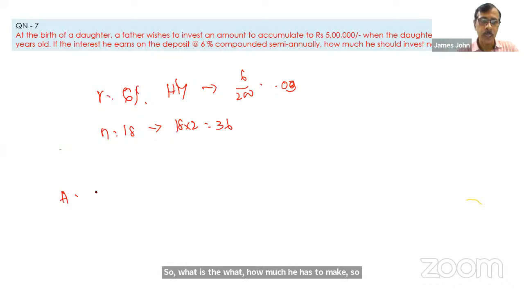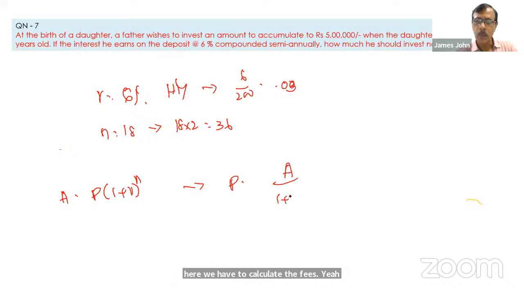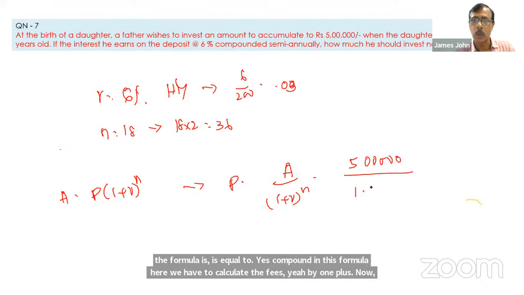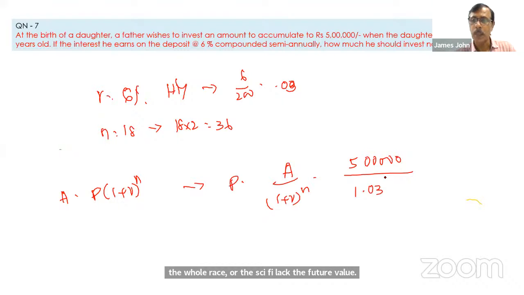So the formula is A is equal to the compound interest formula. Here we have to calculate P. P is A by 1 plus R the whole raised to n. What is A? 5 lakh, the future value, divided by 1 plus R, 1.03 raised to 36. Simplify, you will get the answer.